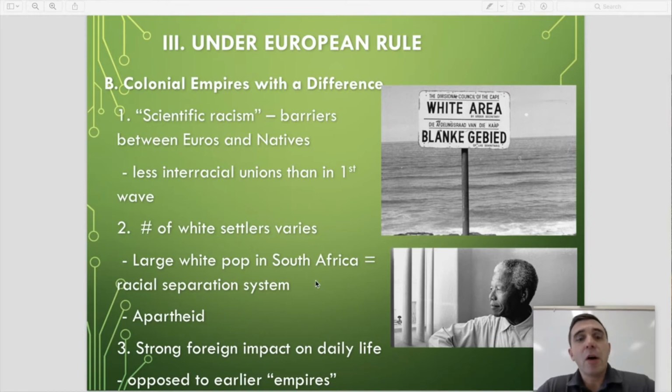One of the other things we can talk about in this time frame is that there is a huge difference in how previous empires, especially looking big picture world history, didn't tend to impact people's daily lives. Now in this wave, it most certainly does, especially when we use examples like the Belgian Congo that we'll get into. Those will really help you understand what I mean by the strong impact on daily life.